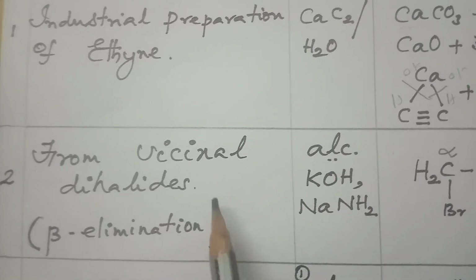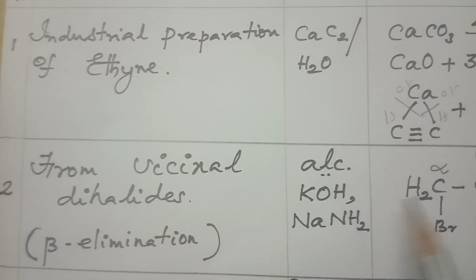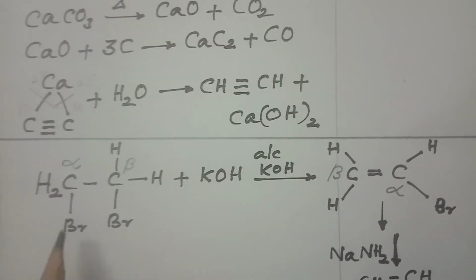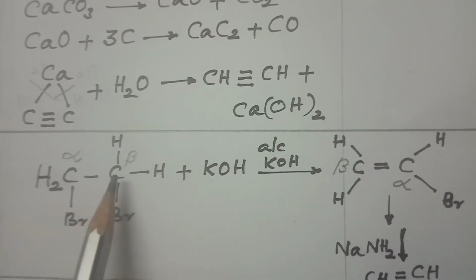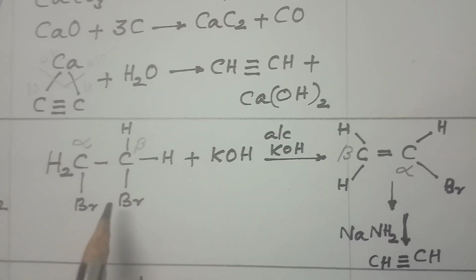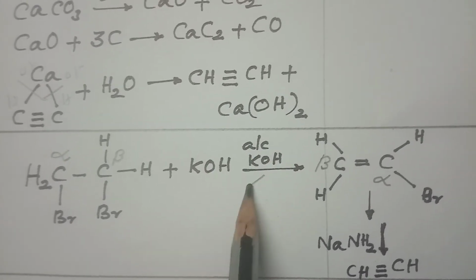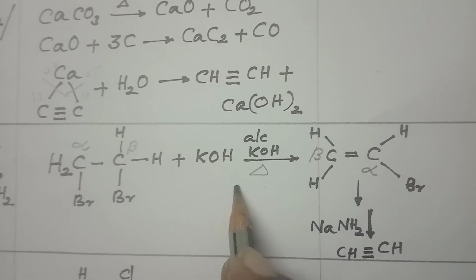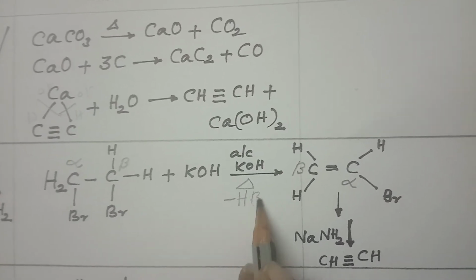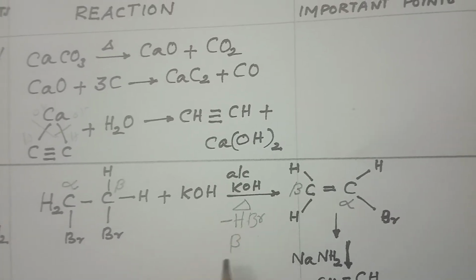Let me explain the meaning of vicinal dihalide. Dihalide means two halogens, and vicinal means they are attached on adjacent carbon atoms. So this is vicinal dihalide. With alcoholic potassium hydroxide on heating, it follows dehydrohalogenation, removal of hydrogen and removal of bromine, and it follows beta elimination. These are the important tips.